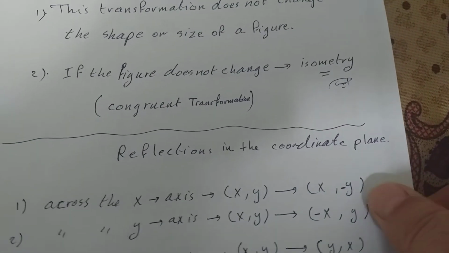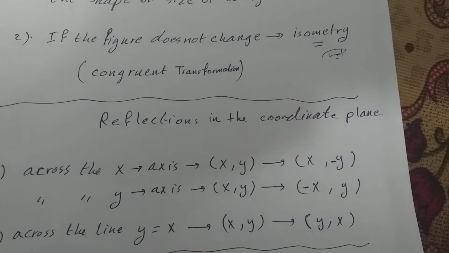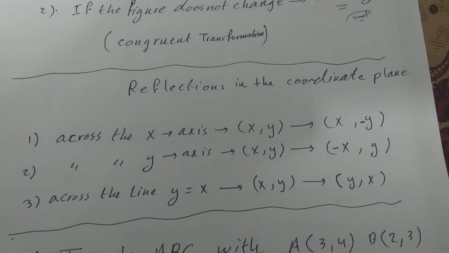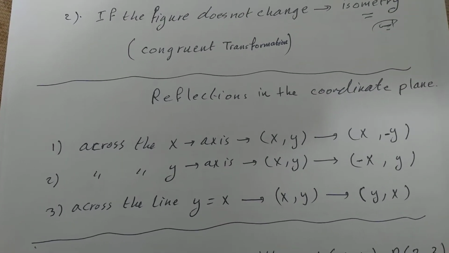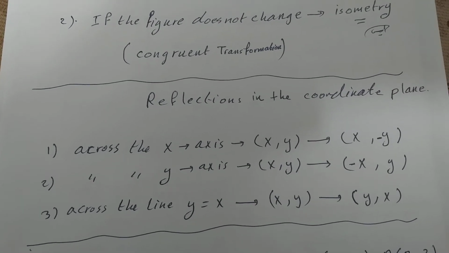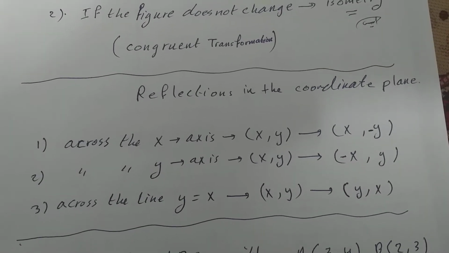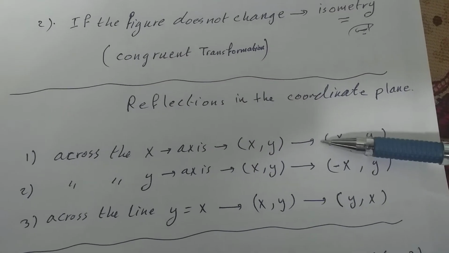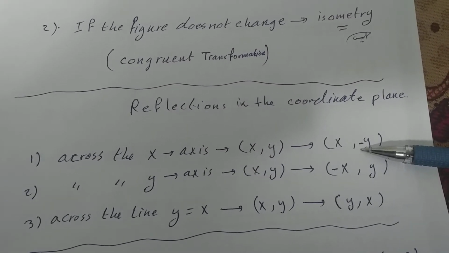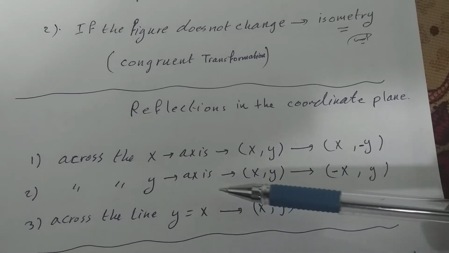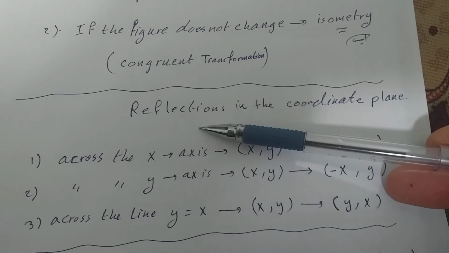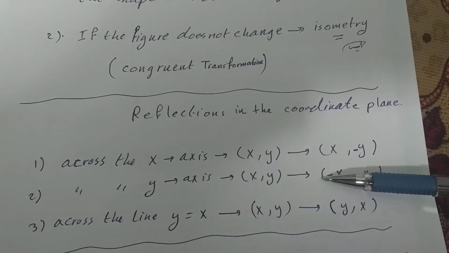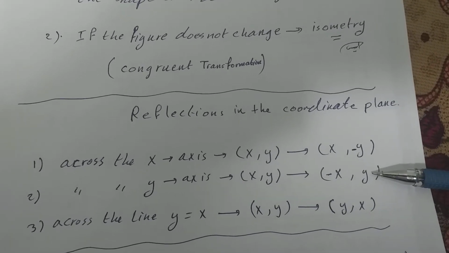Now, I have the kinds of reflections in the coordinate plane. I actually have three kinds, and they are important. The first kind is across the x-axis. Any point with coordinates (x, y) becomes (x, -y). Look at the negative. The second is reflection across the y-axis. Any point (x, y) becomes (-x, y).